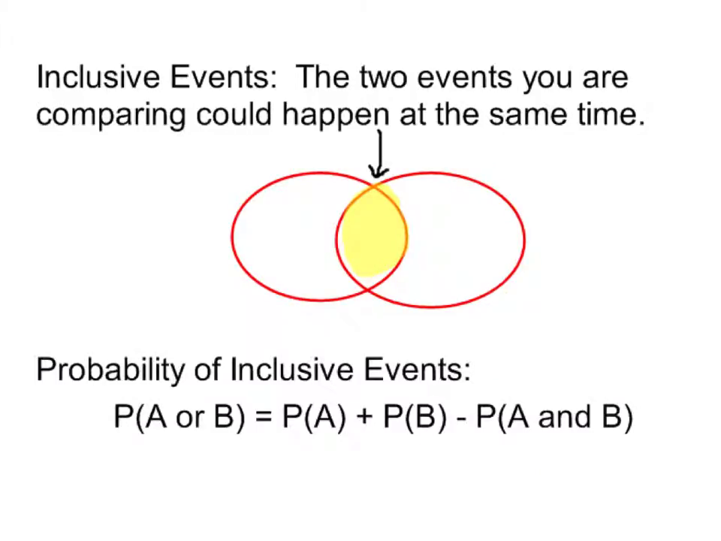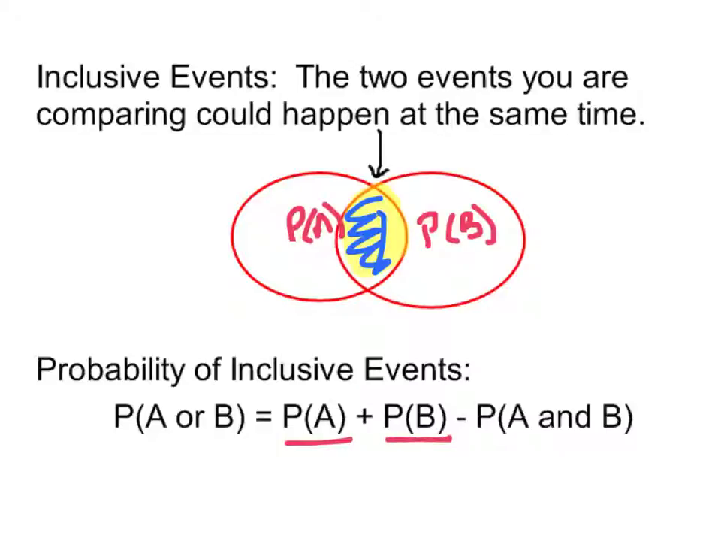For the next situation, we will think about events that are inclusive, meaning that they could happen at the same time. However, we are not interested in the space where they happen at the same time, just where one or the other happens. So I'm interested in the probability of A happening and the probability of B happening, but I need to exclude the middle region where both happen. So what I do is I add the probability of A and the probability of B, but then subtract from that the probability of A and B happening.